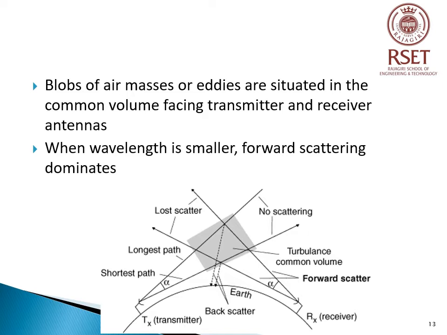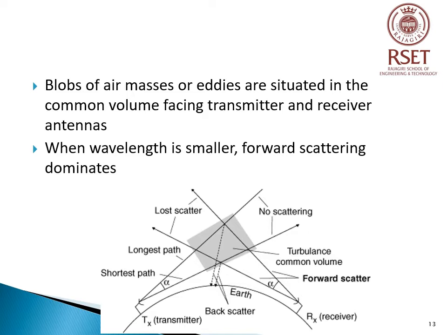The figure shows two directional transmitting and receiving antennas so pointed that their beams intersect midway between them above the horizon. Sufficient energy will be directed towards the receiving antenna. This scatter propagation happens when blobs of air masses or eddies are situated in the common volume facing the transmitter and receiver antenna beams.